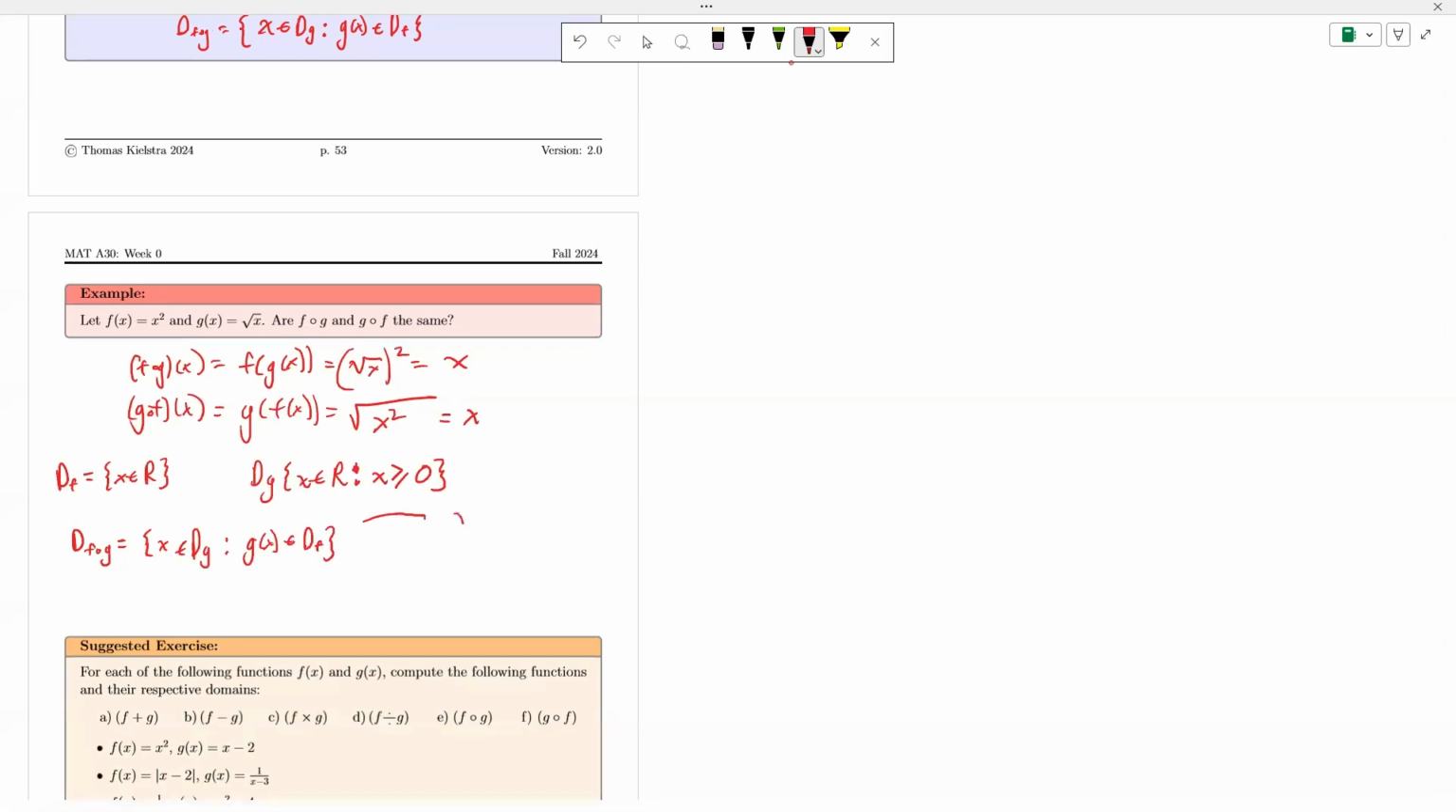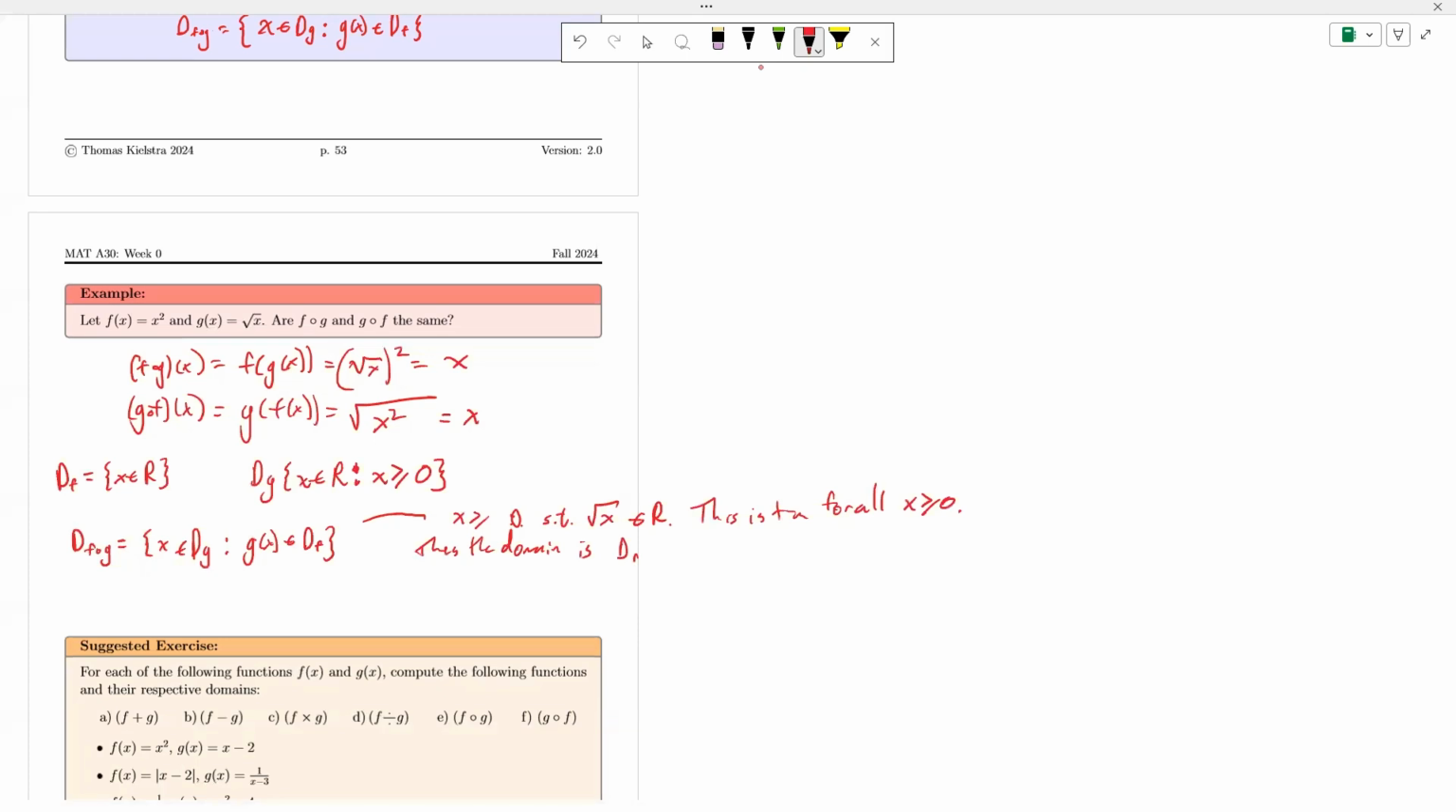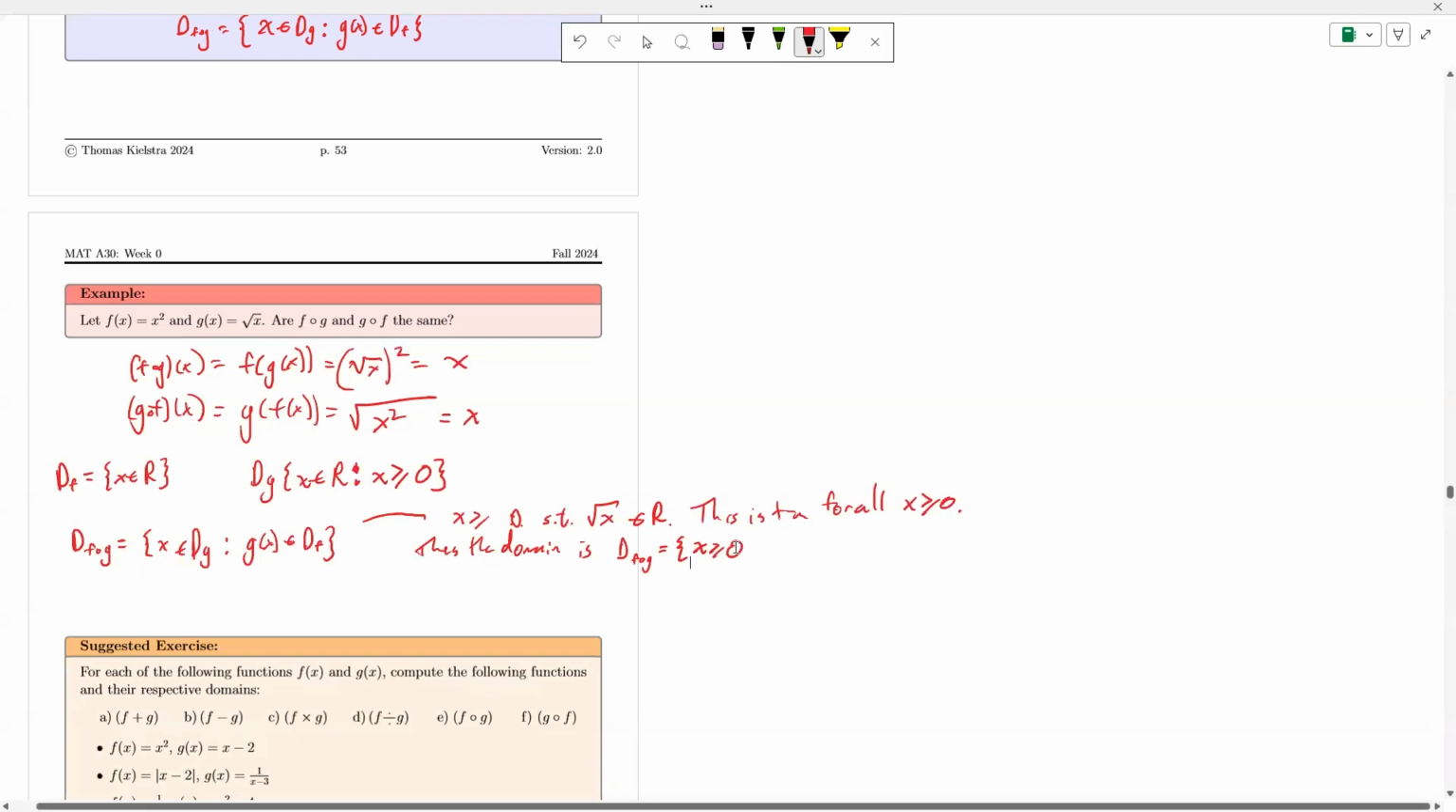Now we're going to expand this a little bit. So this is x greater than or equal to 0 such that square root x is a real number. Well, this is true for all x greater than or equal to 0. Thus, the domain of f of g equals the set x greater than or equal to 0.